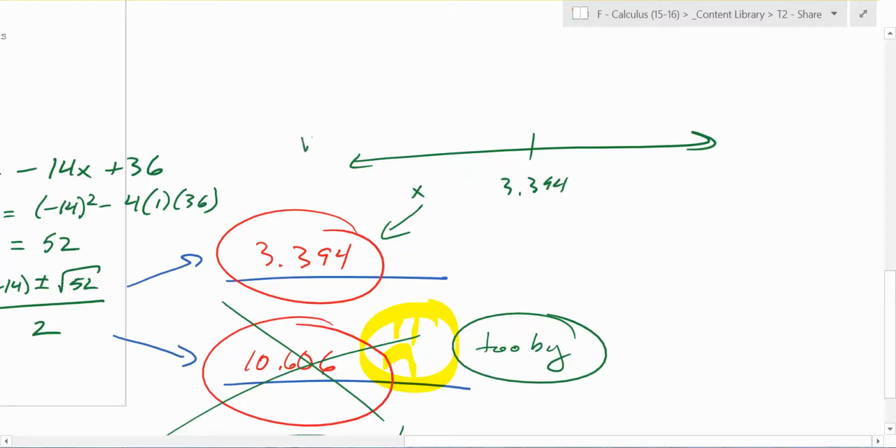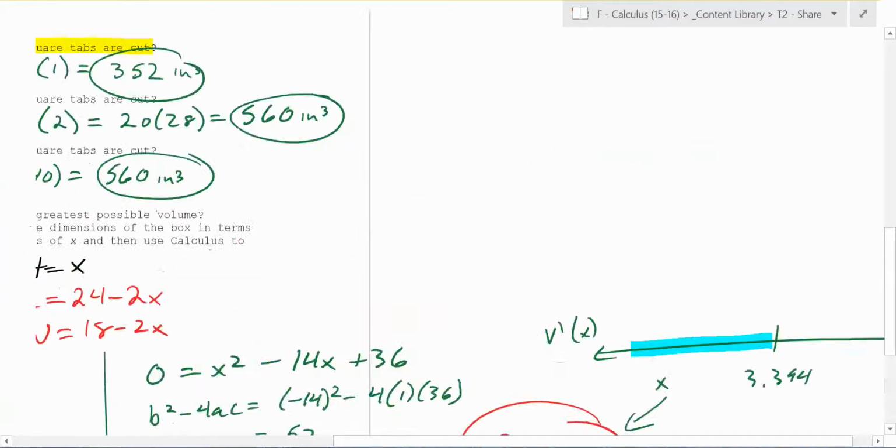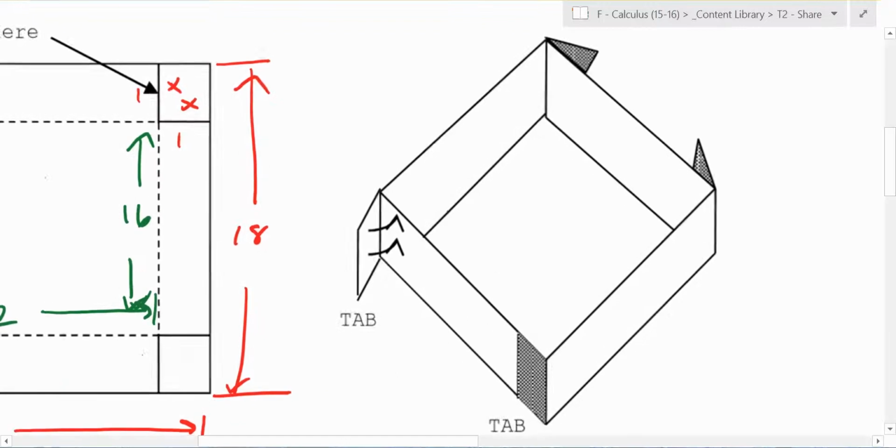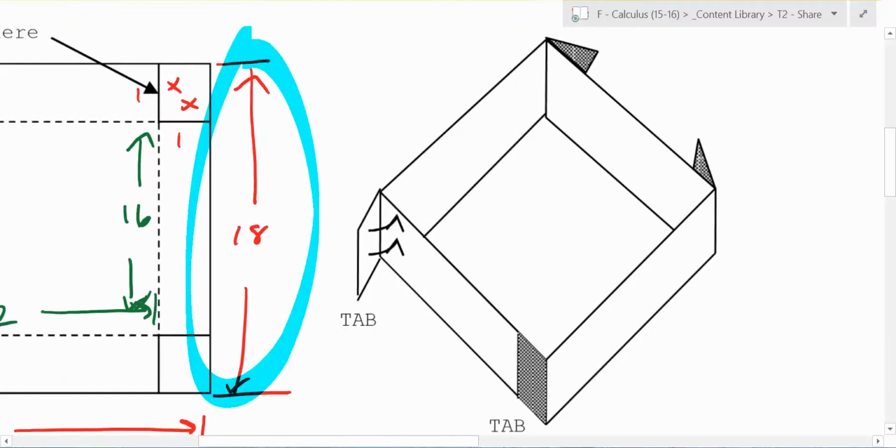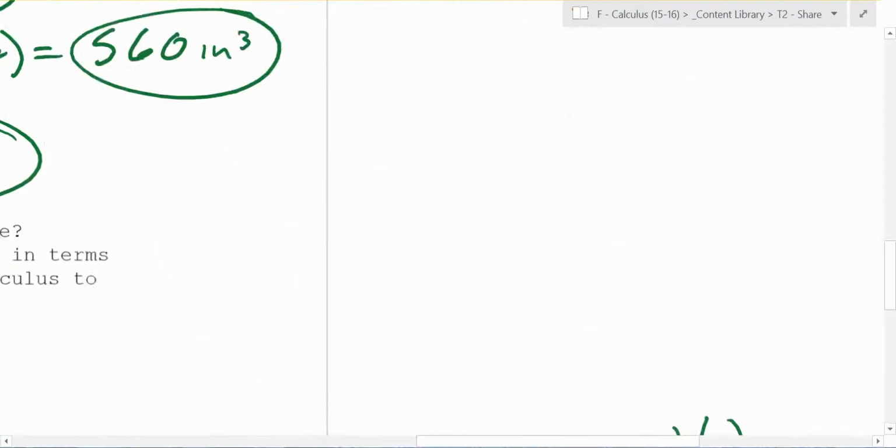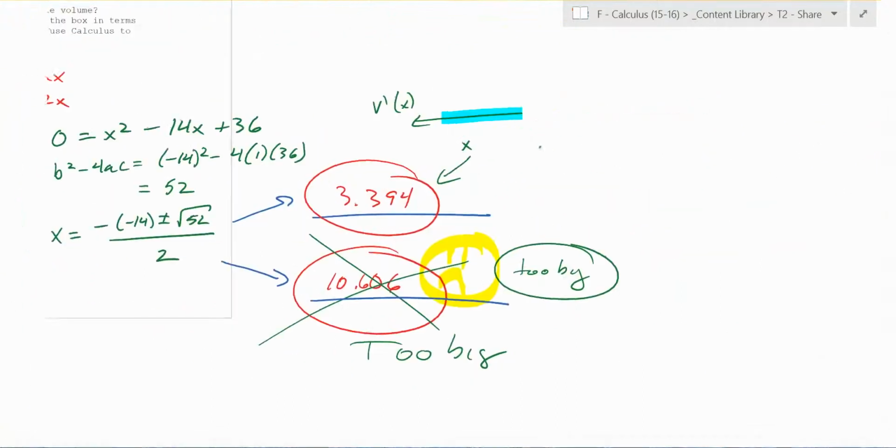And then we want our v prime of x. Why is the 10.606 too big? Because look at the original box here. If x, right here, you see it's 18 right there? X can never be bigger than half of that. So if x was 10, you don't have enough. What's the biggest x could be? 9. If x was 9, then you'd cut it out and you'd have a piece of cardboard you'd fold in half and you get no volume. So it can't be that one, so you go down here and we just do a sign diagram right now.